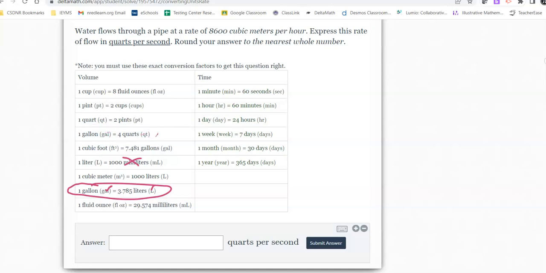So I want to use 1 gallon is 3.785 liters. 1 gallon is 3.785 liters. So let's go back here.